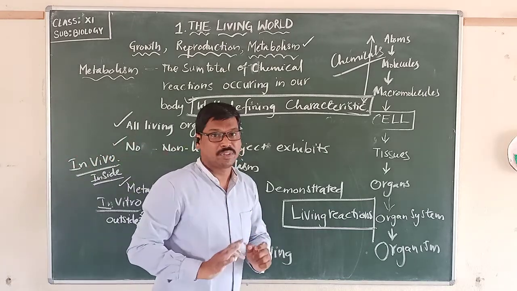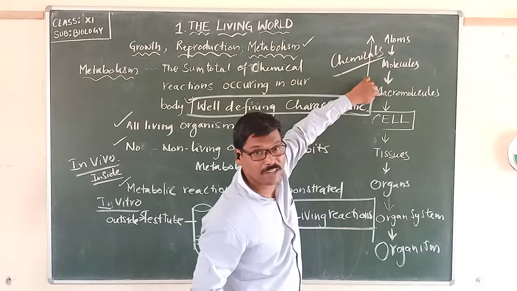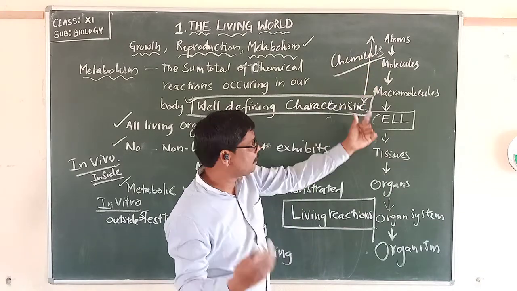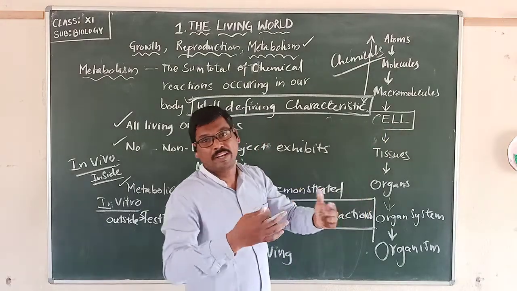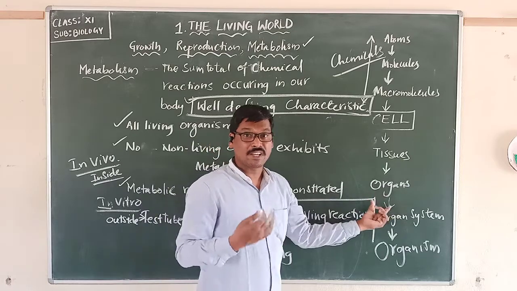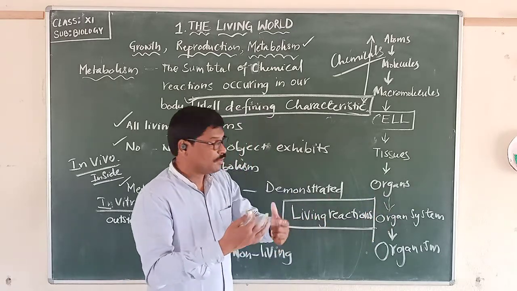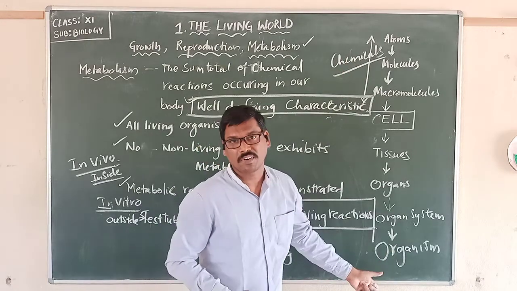Hence, we also should remember that, as I have shown you here, atoms, molecules, macromolecules, the chemicals are helping in the formation of what? The cell. And a group of cells join together to form tissues. A group of tissues join together to form the organs. And organs form the organ system, leading to the organism. These are the levels of organization.